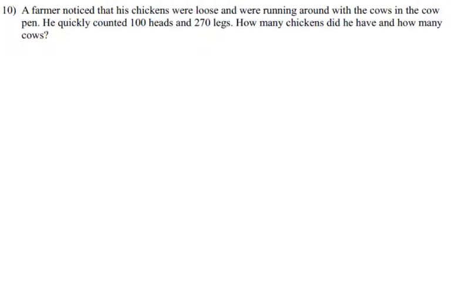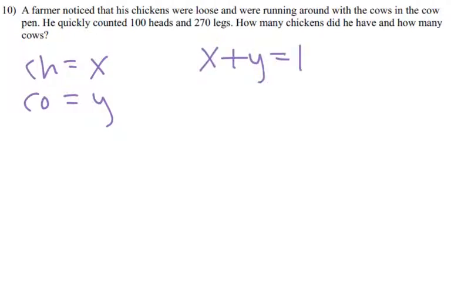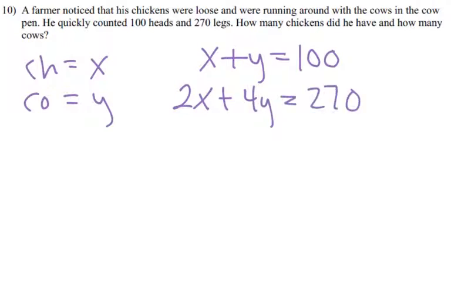But we didn't. So we think of it this way. Let's call chickens x and cows y. Okay, so I know that if I take the number of chicken heads and add to it the number of cow heads, that's going to give me my total number of heads. I also know that if I am looking at legs, the chickens have 2 legs, cows have 4 legs. If I add those together, I get 270.